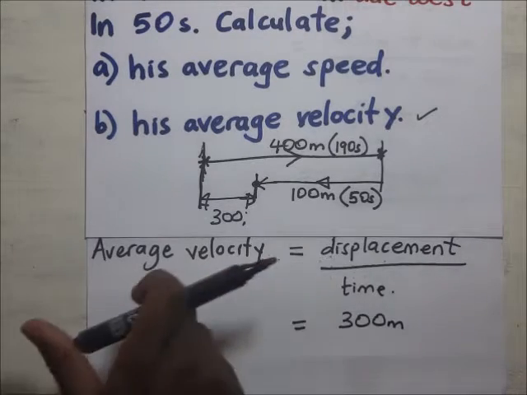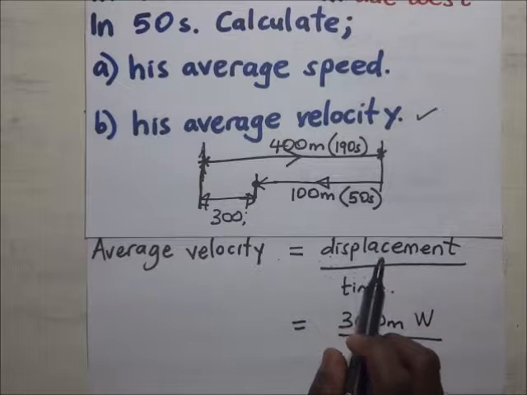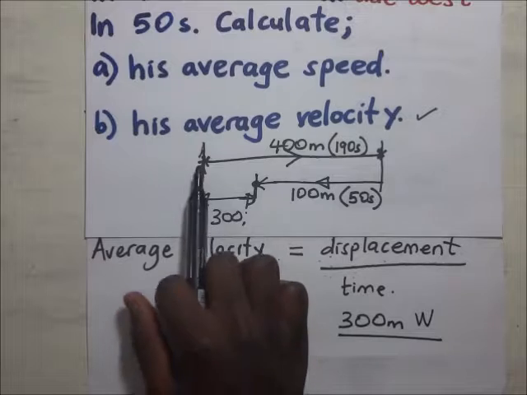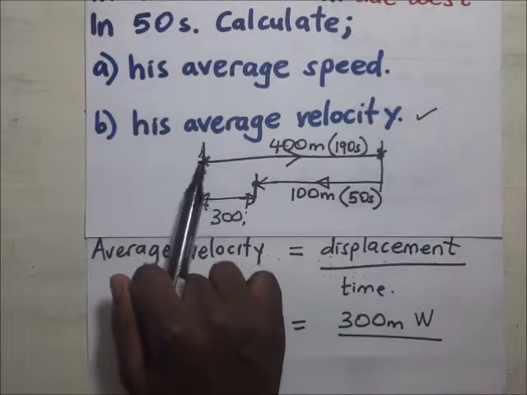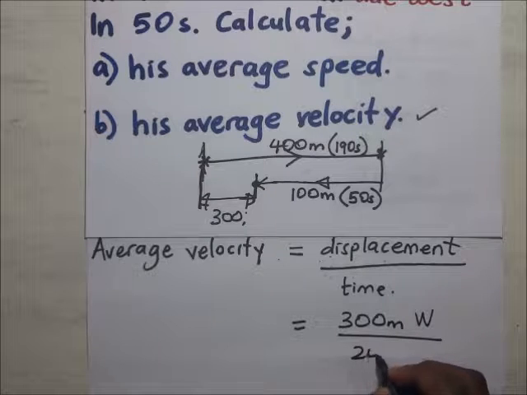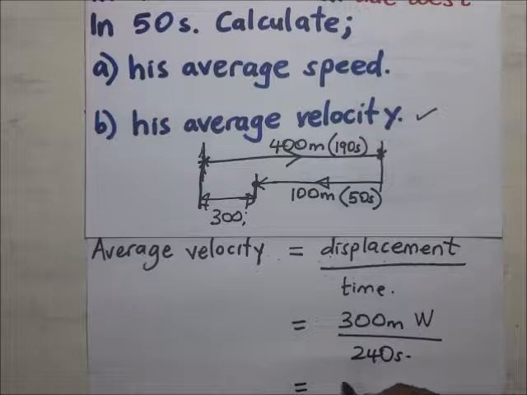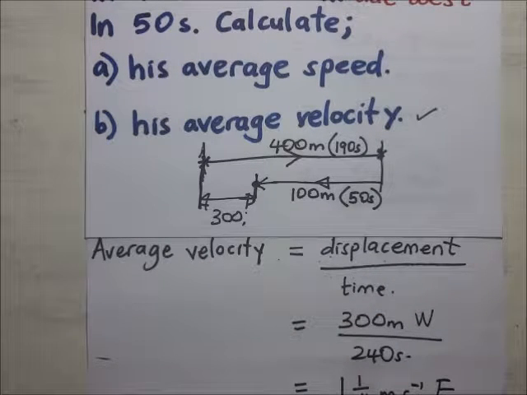And in what direction? It is in the eastern direction. So it's 300 meters in the eastern direction, divided by the time taken. Of course, the time taken to make that displacement is still going to be the same. It's 190 plus 50, making it 240 seconds. So our average velocity is going to be 1¼ meters per second, and it is in the eastern direction. So our average velocity is simply 1¼ meters per second in the eastern direction.